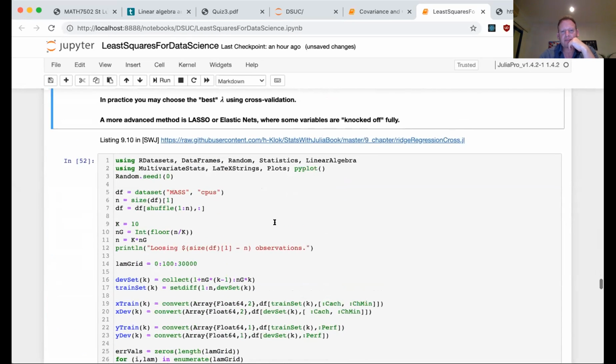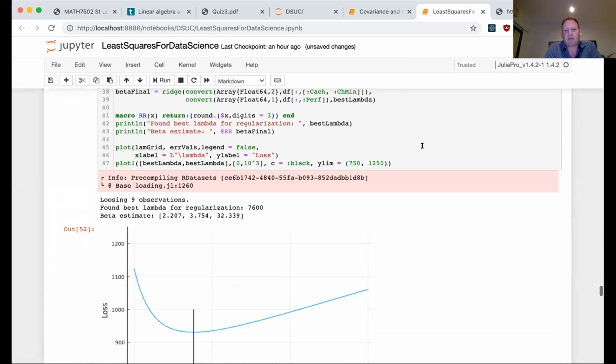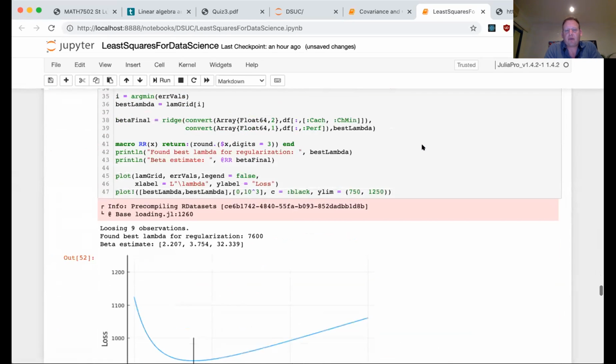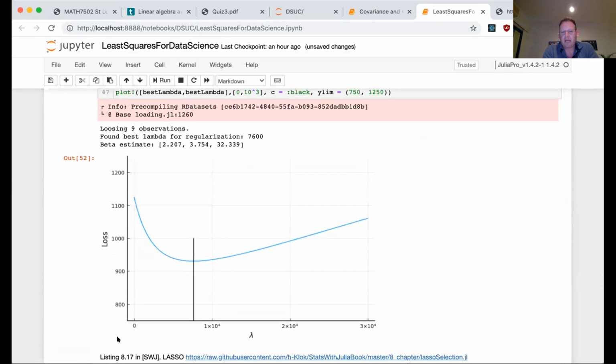Now, for this, there's a method. I suggest you go to listing 910 in Statistics with Julia. I won't have much time to discuss this, something that last year I didn't discuss. There you can see a cross-validation example where we're doing a ridge regression problem. We search over a grid of lambda and choose which one has the least loss. How do you exactly do this?